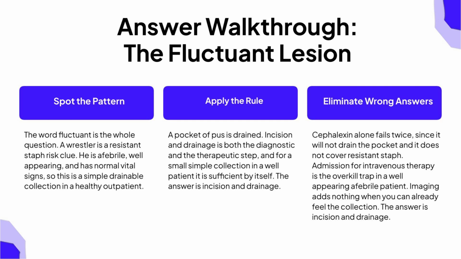Now let us eliminate. Choice A, cephalexin alone, fails on 2 counts. It will not drain the pocket, and it does not cover resistant staph in a wrestler. Choice C, admission for intravenous vancomycin, is the classic overkill trap. This man is afebrile with normal vital signs and looks well. He does not need a hospital bed. Choice D, magnetic resonance imaging, adds nothing when you can already feel the collection with your hand. The answer is incision and drainage.